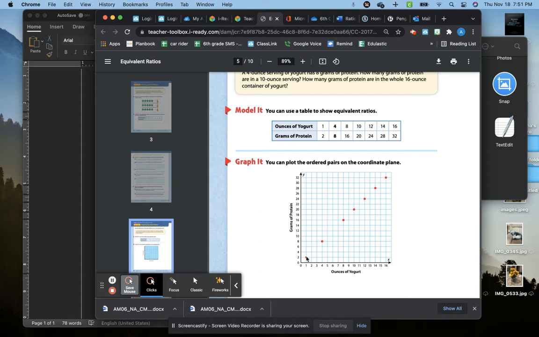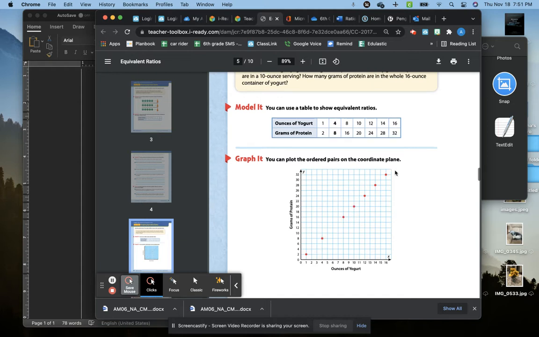And then you could see that the trend would continue and it would actually make a line. So that's a good way to check that if yours doesn't make a line, then you went wrong somewhere. Whenever you put equivalent ratios on a graph, it should make one line that if you connected the dots, it's a line.